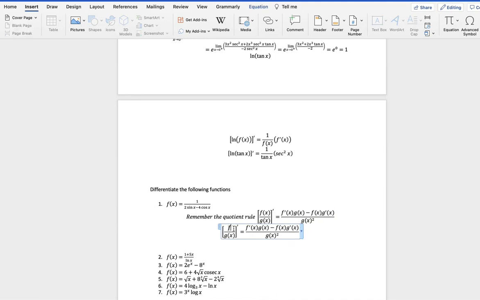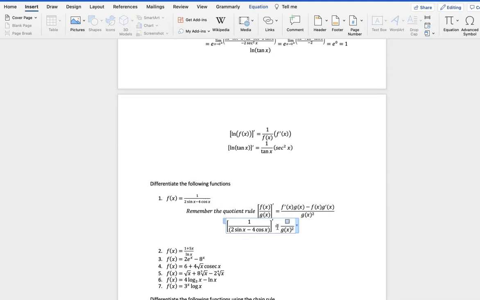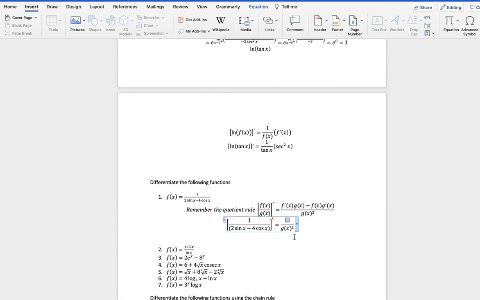Let me just rewrite it. So our f of x is 1. Our g of x is 2 sine x minus 4 cos x. Okay, so what do you get in the numerator? I want you guys to tell me. Just apply the quotient rule. I want you guys to attempt and then tell me what you get.